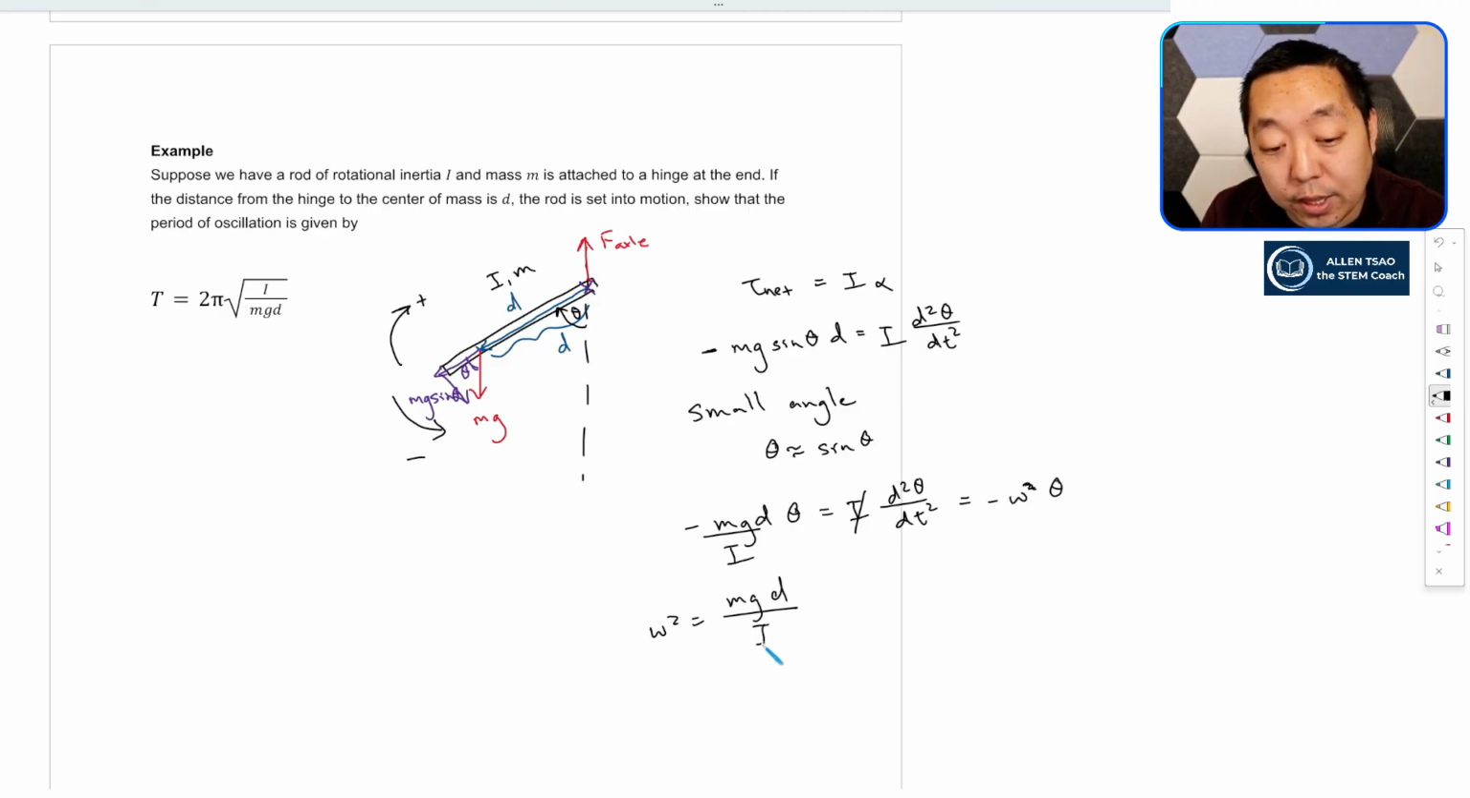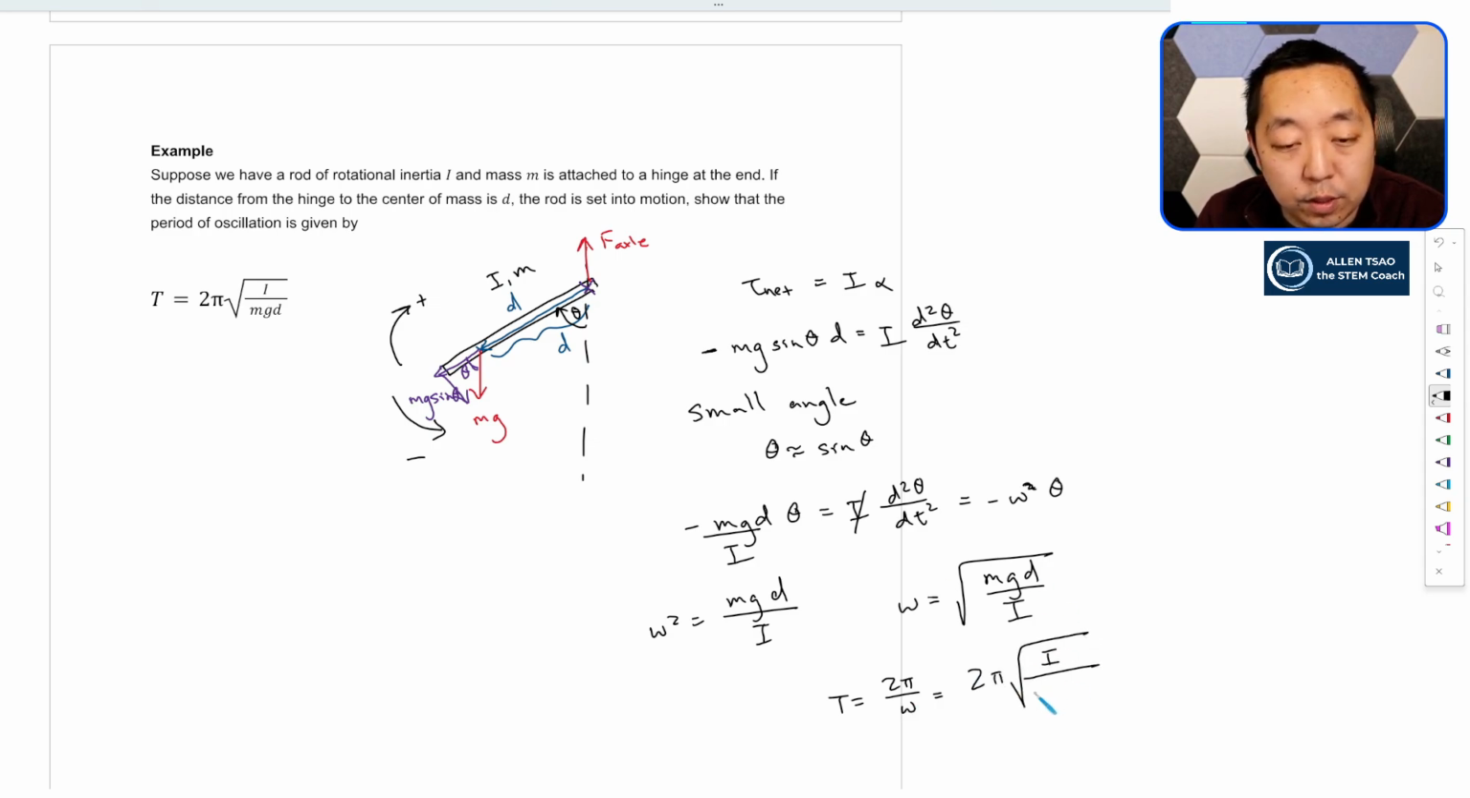Now, it is important that the negative sign be there, because if it's not a negative sign, then the solution to the differential equation doesn't look like this. So here omega is the square root of mgd over I, and the period, being 2 pi over omega, is 2 pi divided by this, or multiplied by the reciprocal, I over mgd. And that's where we get here.